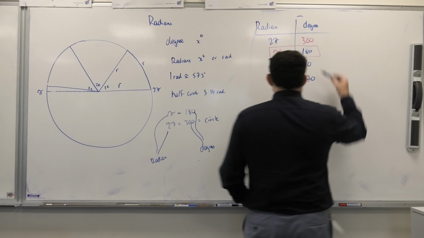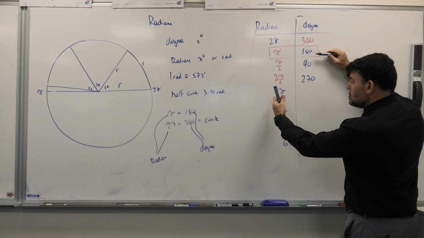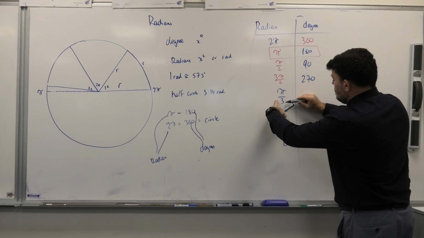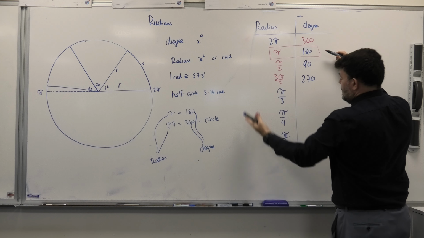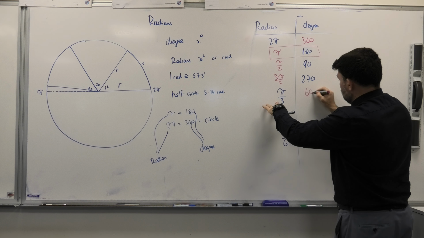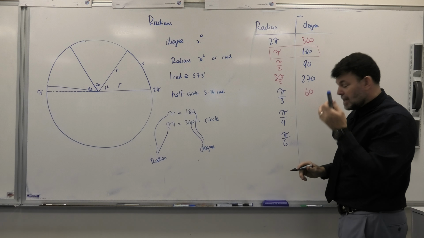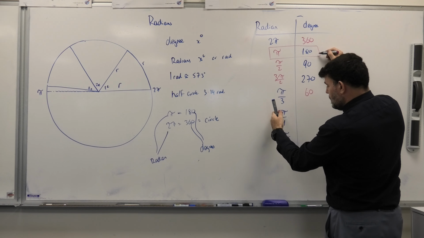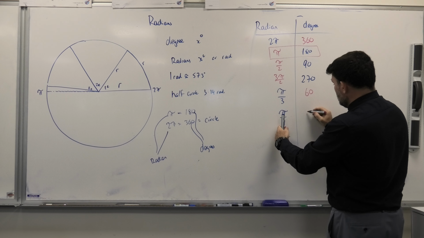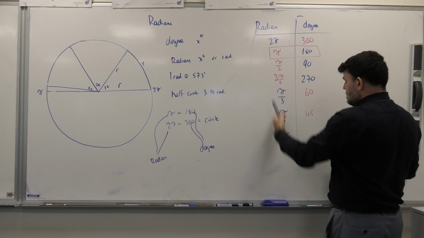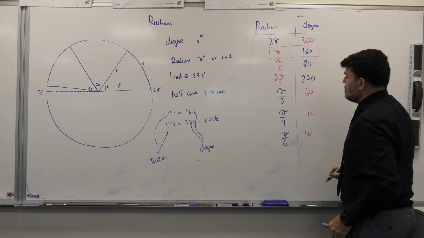And we've used this kind of connection here. So we can do the same thing here. If we had pi on 3, and we know that pi equals 180, all I need to do is divide 180 by 3, and I get 60. Same thing with this one. Again, pi equals 180, so I can do 180 divided by 4, and get 45. And then 180 divided by 6 is 30 degrees.